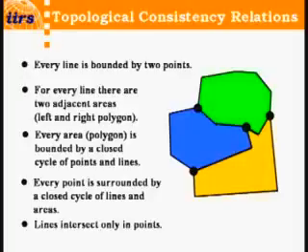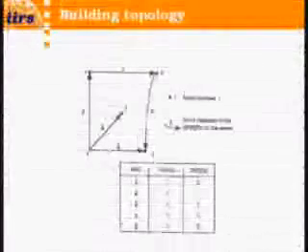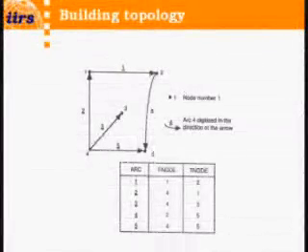And then lines intersect only in points. So if I remove any of these nodes, it will give an error, because you need to introduce a node if there is any intersection between the 2 lines. So if you see this, for the first arc, the starting node is 1, the ending node is 2. Similarly for arc 2, the starting node is 4, the ending node is 1. So this is how you take care of the connectivity.